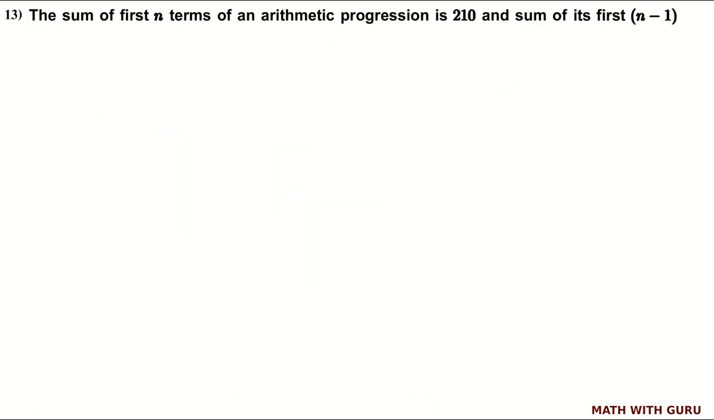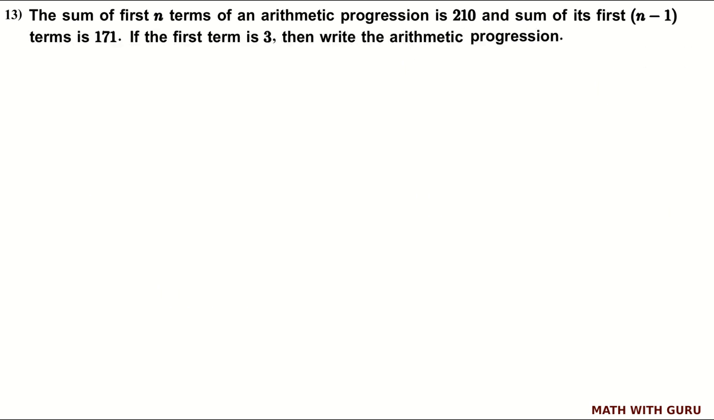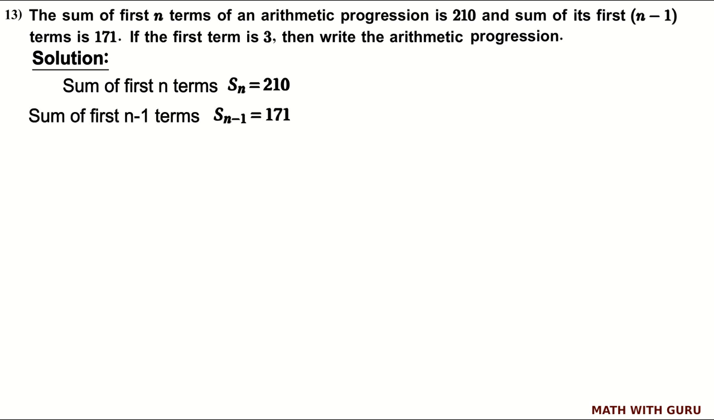13th question. The sum of first n terms of an arithmetic progression is 210 and the sum of its first n minus 1 terms is 171. If the first term is 3, then write the arithmetic progression. Sum of first n terms is symbolically denoted as Sn equals 210. Sum of first n minus 1 terms, Sn minus 1 equals 171.